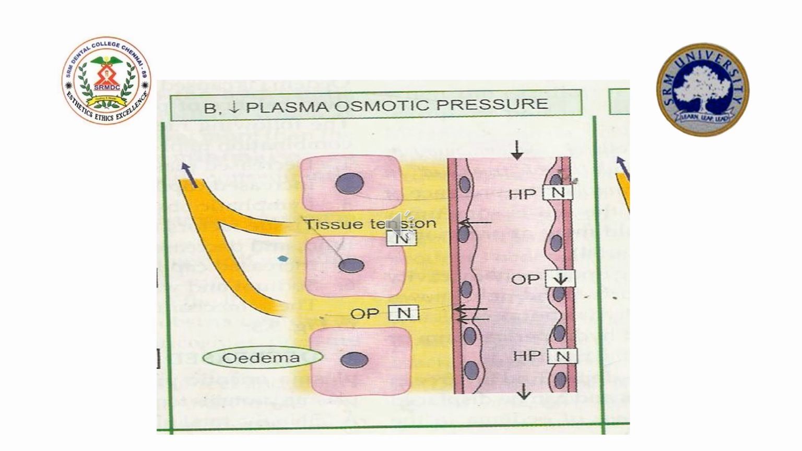Moving to the first mechanism, that is decreased plasma oncotic pressure. Here you can see that the oncotic pressure is reduced, wherein in the picture you can see there is a down arrow in the oncotic pressure within the blood vessels. So because of which there is reduction in inflow of fluid from the interstitial space into the blood vessels, but there is excess of fluid movement from the blood vessels into the interstitial spaces.